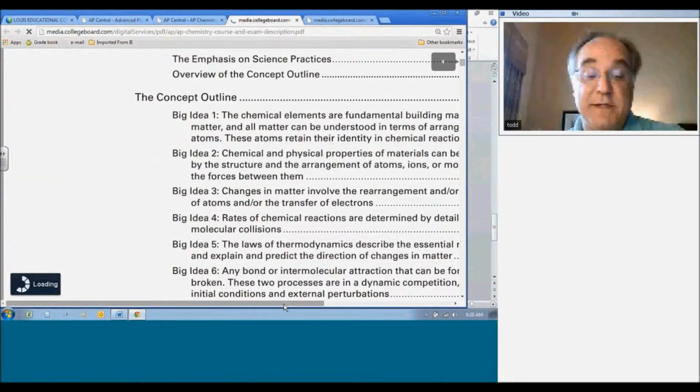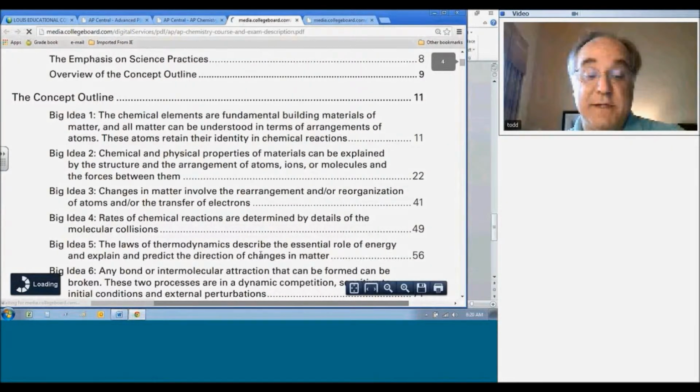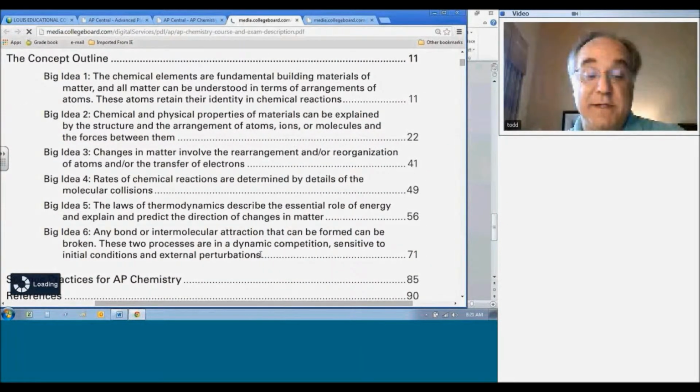Big idea number 1 is that chemical elements are the fundamental building materials of matter, and all matter can then be understood in terms of the arrangement of atoms. Big idea number 2, chemical and physical properties of materials can be explained by the structure and arrangement of atoms, ions, and molecules, and the forces between them. Big idea number 3, changes in matter involve the rearrangement and reorganization of atoms, or the transfer of electrons, so that we cover our redox reactions. Big idea number 4 is dealing with kinetics. Big idea number 5 is thermodynamics, and big idea number 6 is equilibrium.